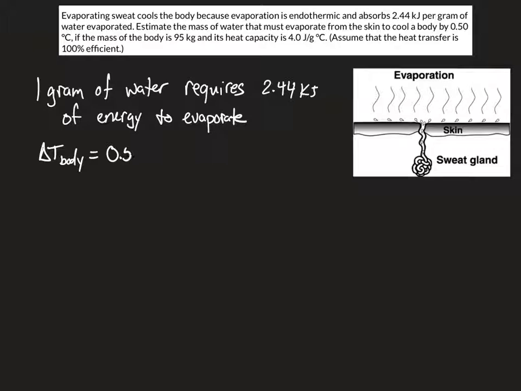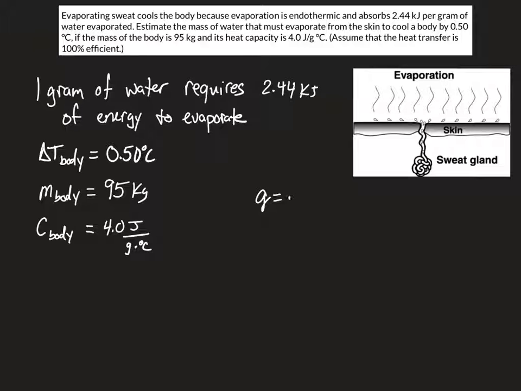We're told in this problem that we want to reduce the body temperature by 0.5 degrees Celsius. We're told the mass of the body is 95 kilograms, and we're given its specific heat capacity of 4.0 joules per gram degrees Celsius. So with that information, we can calculate the amount of energy required for that temperature change.